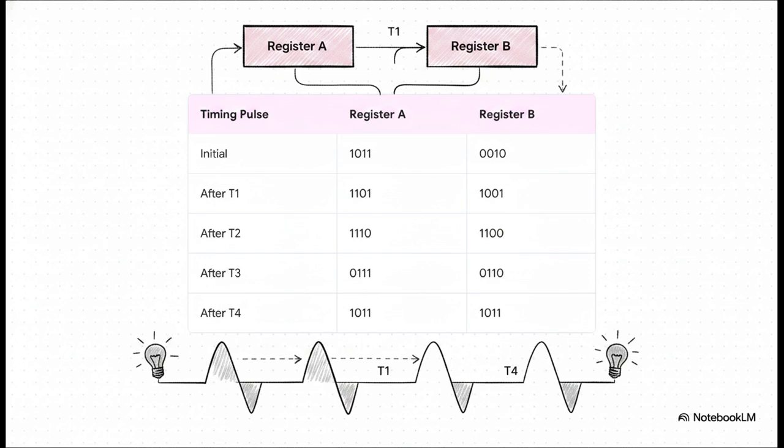Now watch what happens over 4 clock pulses as the data shifts. At T1, the rightmost one from register A slides right into the leftmost spot of register B. Fast forward after 4 complete clock pulses, and register B has perfectly caught that 1011 sequence. Meanwhile, register A has just circulated its own data around to keep its 1011.